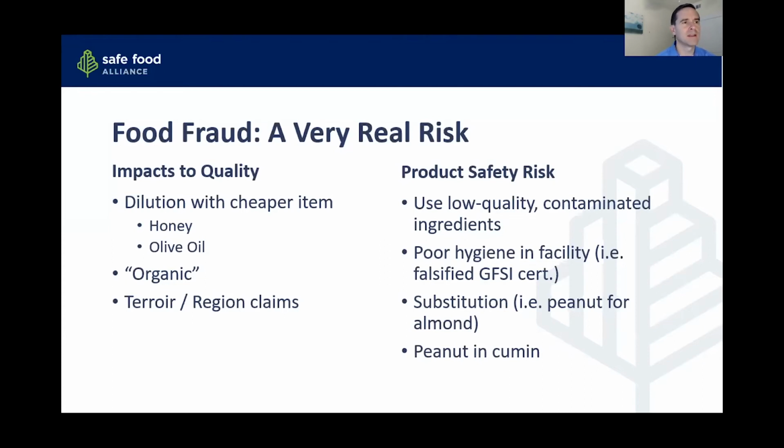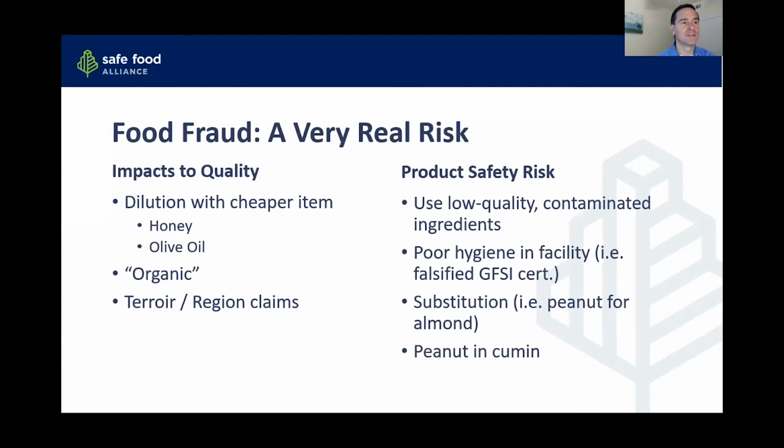So on the quality side, we're talking about things like dilution with a cheaper item. Commonly known, maybe you've heard of this, honey being diluted with sugar syrup or some sort of similar item, maybe corn syrup, or olive oil being diluted out with a cheaper vegetable oil. So that, being sold as extra virgin, but it's not extra virgin olive oil any longer. Another common one actually is things being sold as organic when they're not, because you can charge a premium for organic products, as many of us know.